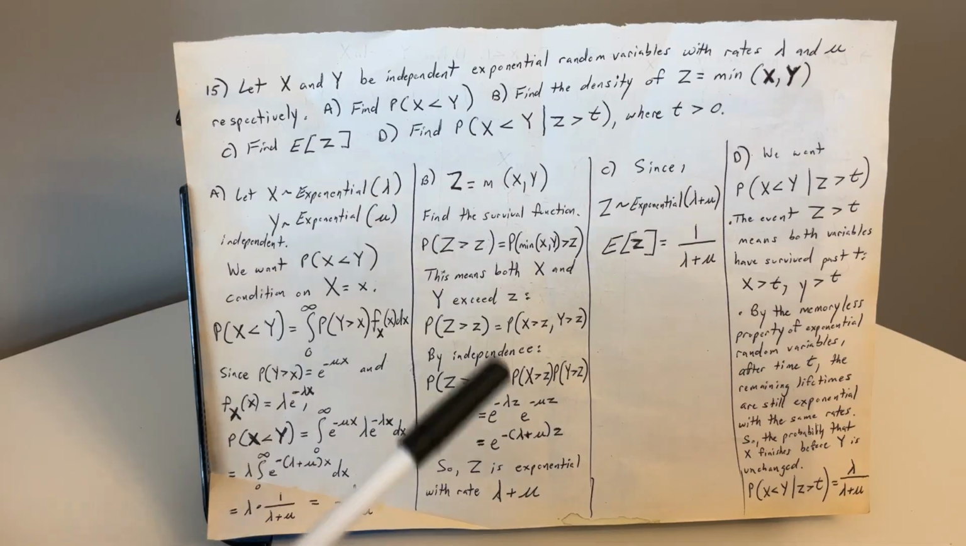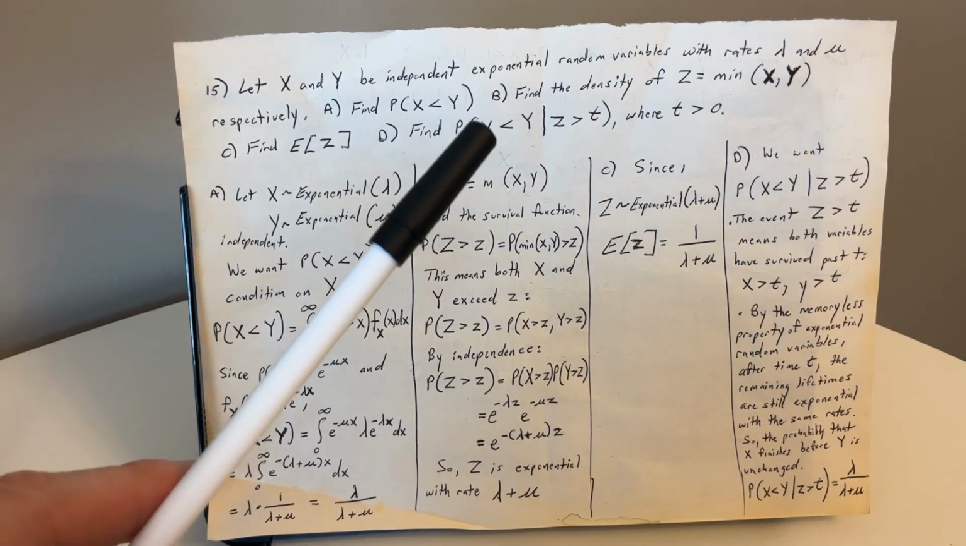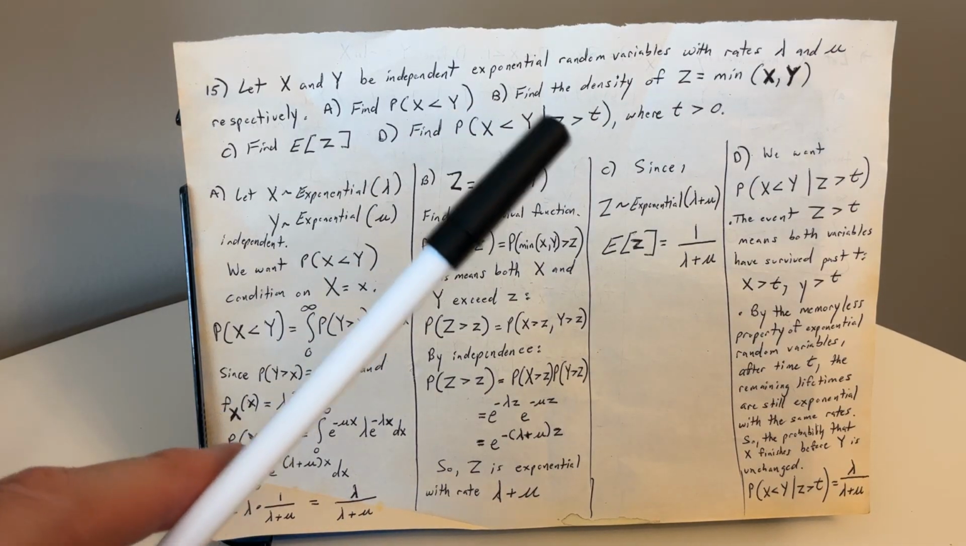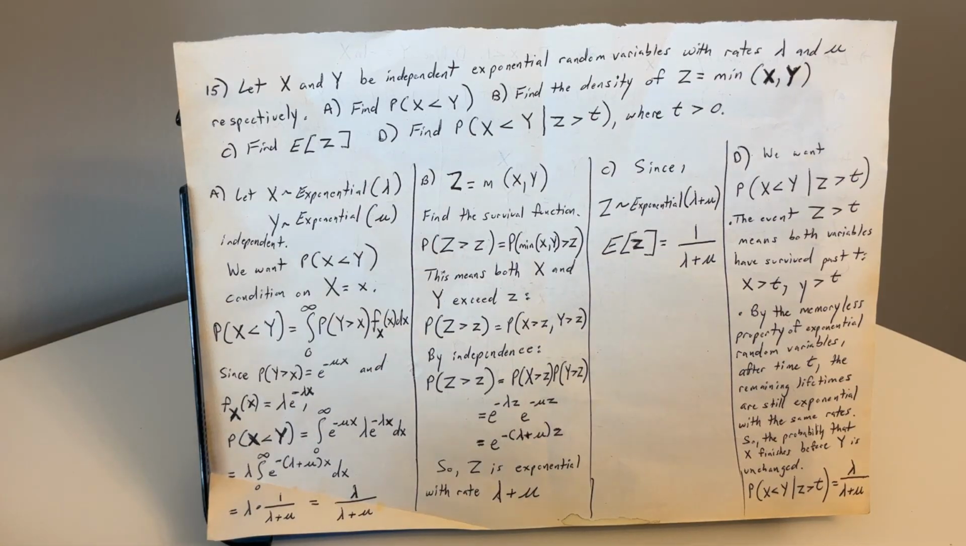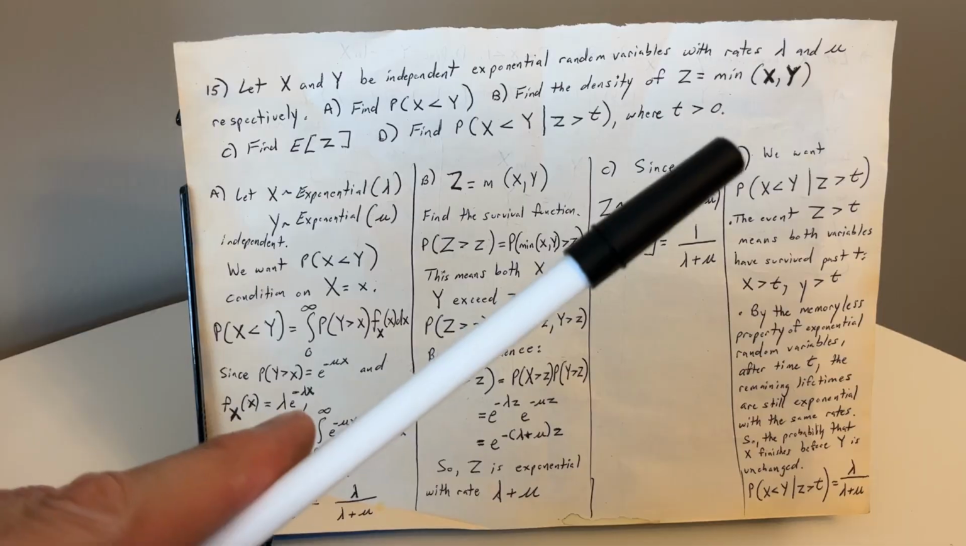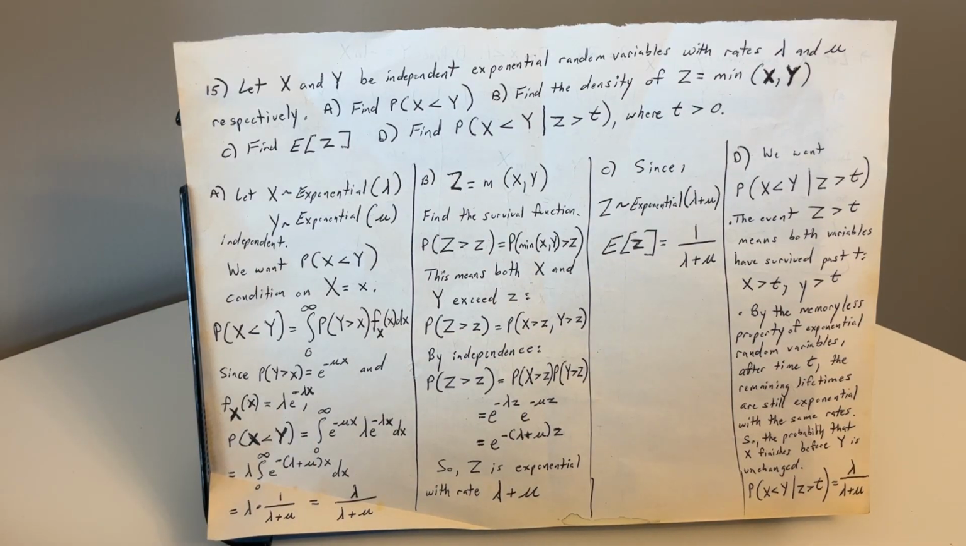And part D, find the probability of X less than Y, on the condition Z is greater than t, where t is larger than 0. So right here, we want the probability of X is less than Y, given Z is greater than t. The event Z greater than t means both variables have survived past lowercase t. So X is greater than t, and Y is greater than t.